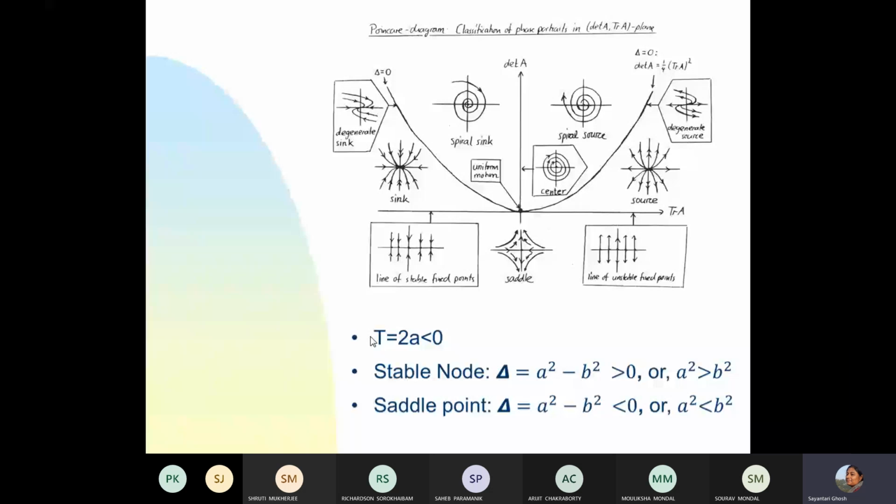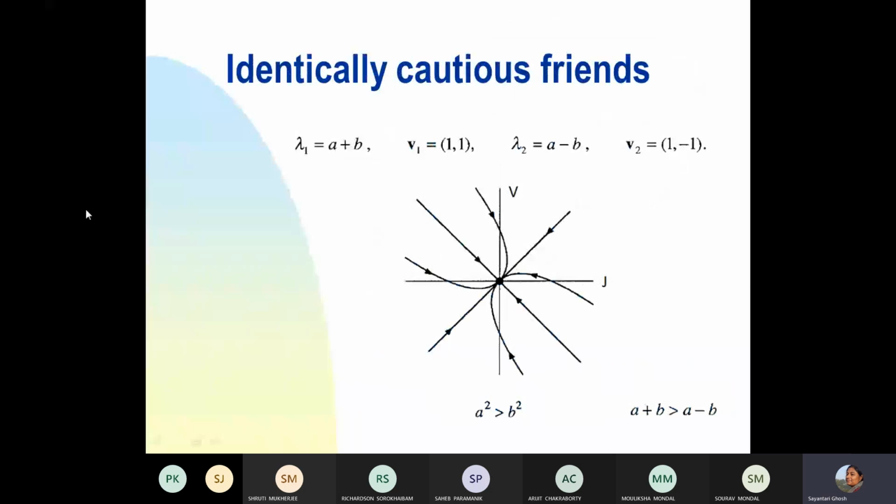Okay, so that means you have to conclude what kind of fixed point, saddle point or spiral I am going to get. For identical cautious friends, you can figure out what your lambdas are going to be and what your eigen directions are going to be. You can solve that equation in terms of A and B only. In all the equations you will solve them in terms of A and B only. Solve them, see what directions you are getting, eigenvectors, eigenvalues. From there you can draw the phase portrait, right?